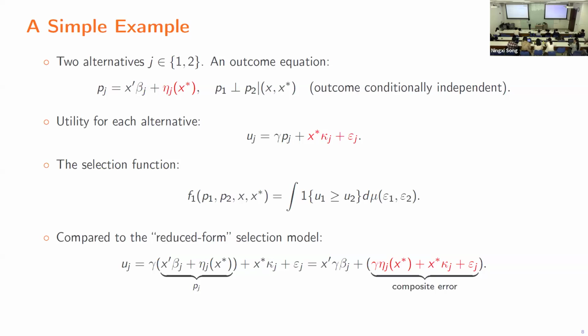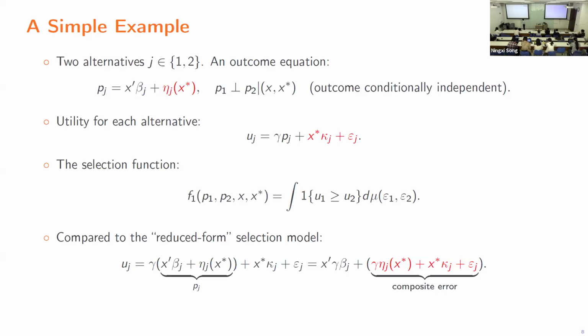And the utility is given by this u_j. This gamma captures the price sensitivity, and this utility may very well depend on the other covariate x star. For example, like in labor examples, how the choice of selecting across different industries may well depend on this worker's productivity, which is hidden, unknown.